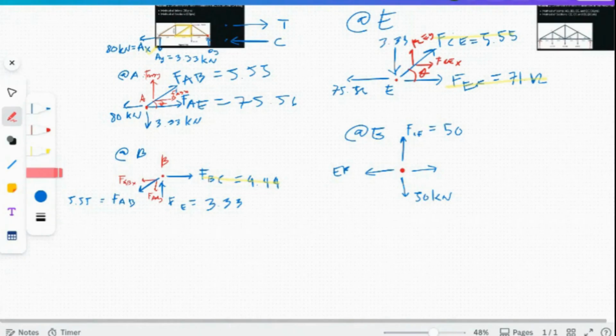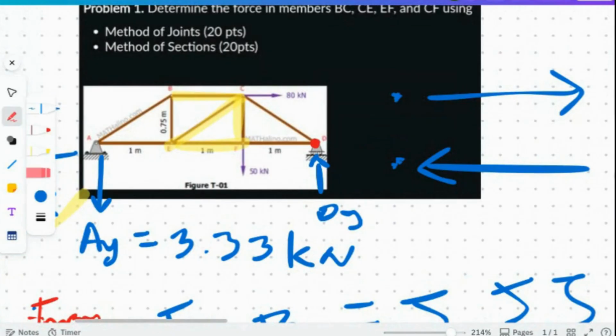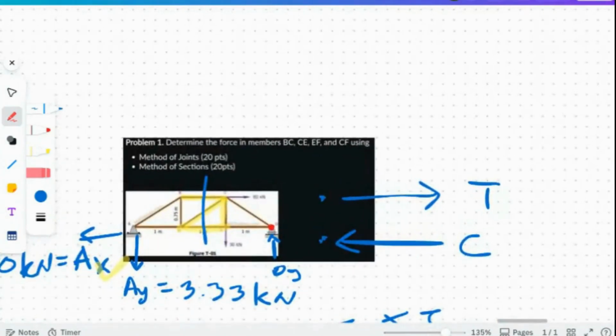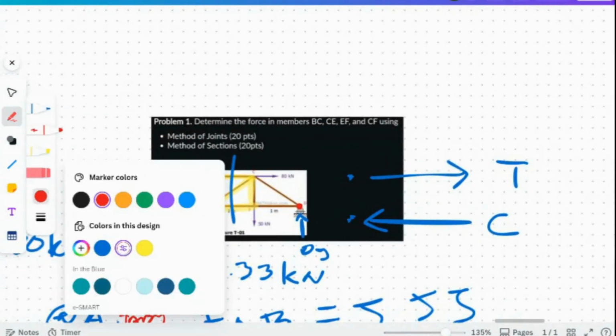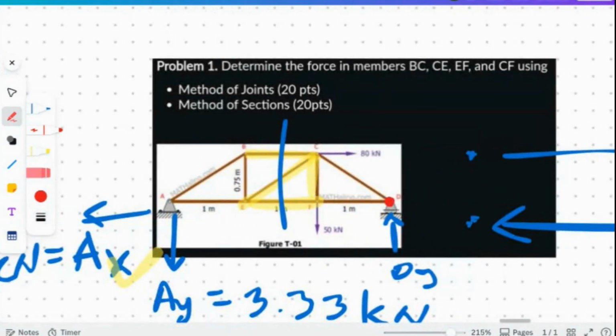For method of sections, it's kind of a process. We want to cut this location, and by doing so, we will reveal the forces. By doing that cut, it will reveal the forces of those members, which we assume to be tension forces.